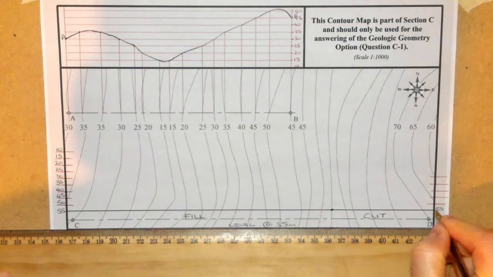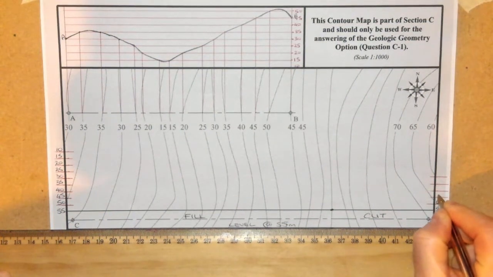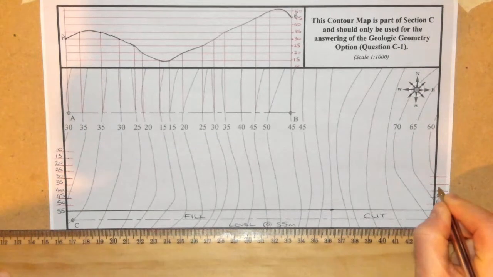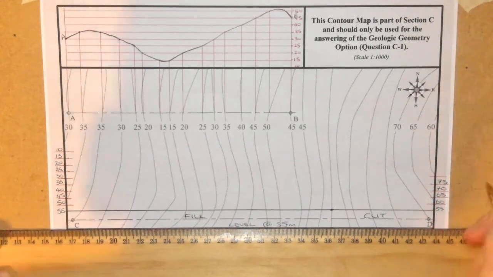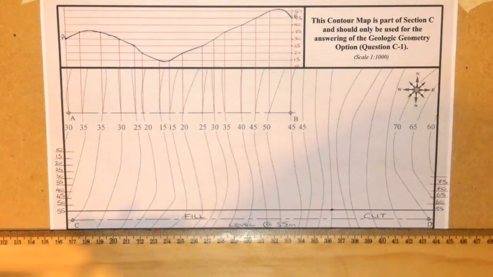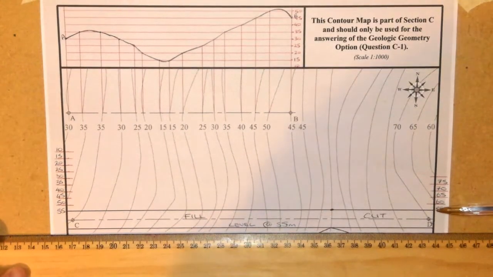So if this here is 55, then this one is 60, 65, 70, 75. Okay, didn't need the last one. Okay, so for cuts, you can actually see the numbers increase as they move away from the road. But I'm going to focus on the fills first.